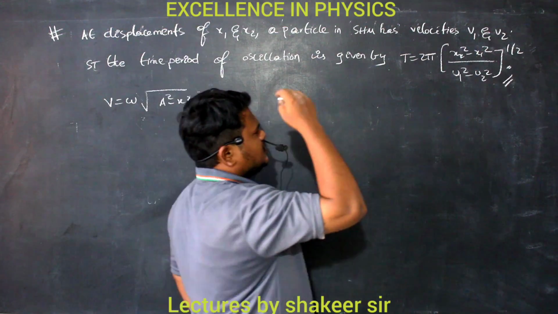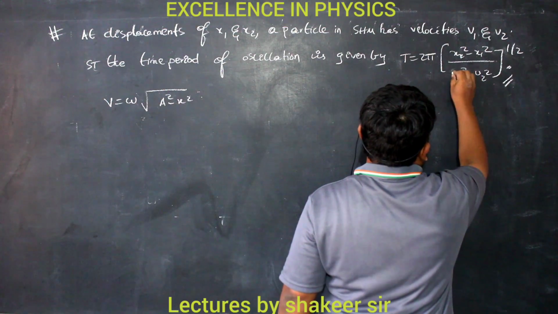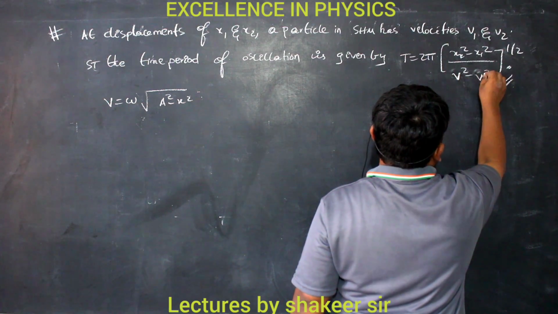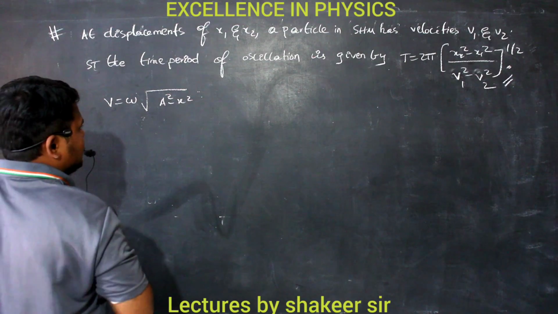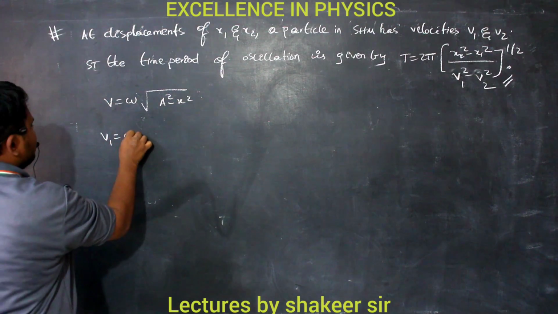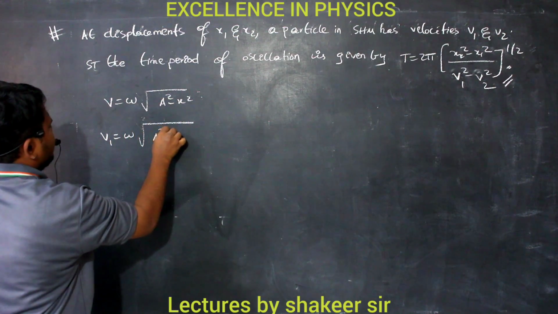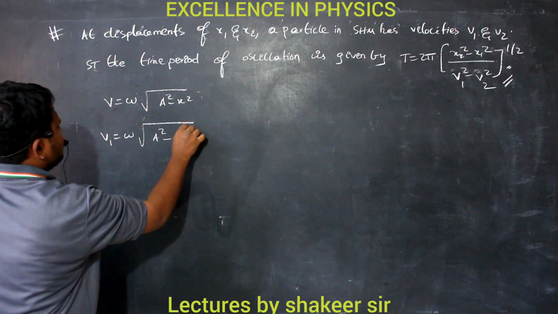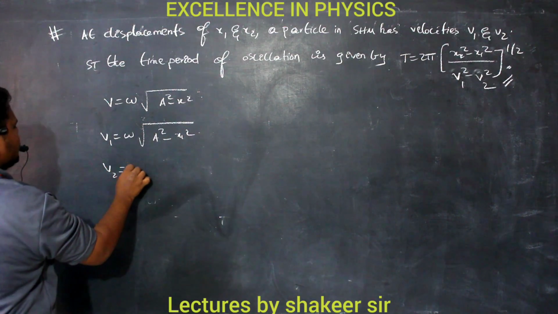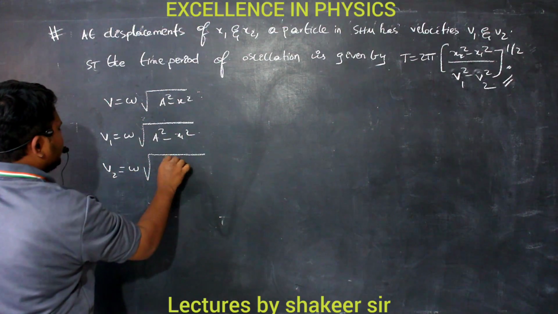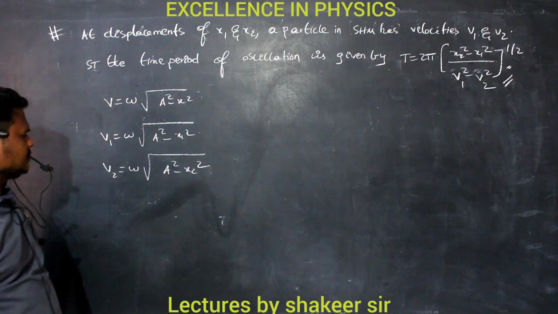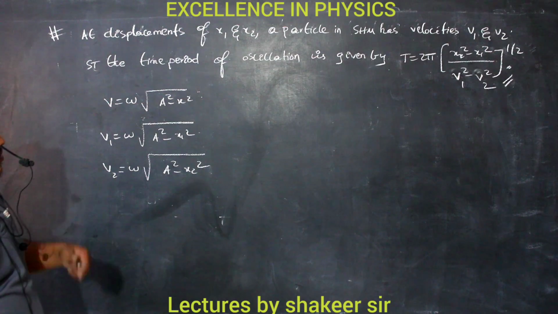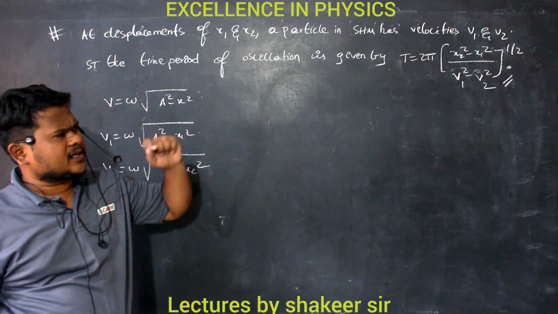So these are velocities v1 and v2. How can I write them? v1 = ω√(a² − x1²), and v2 = ω√(a² − x2²). This is how I can write the relation between them. Clear? Now by using these two relations, how can I calculate the time period?